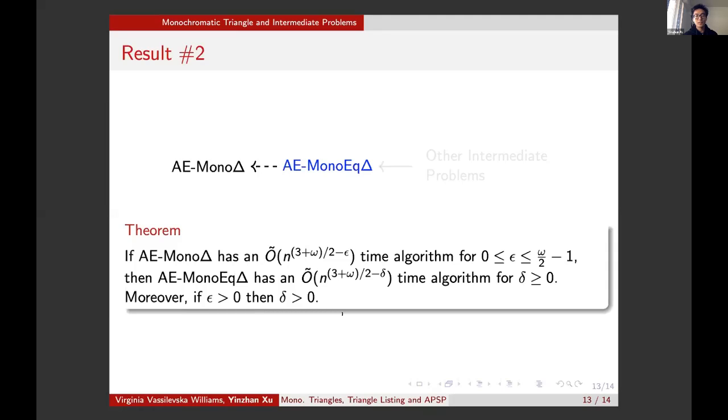The case when epsilon is positive is more interesting. If epsilon is positive, it means that we can improve the current best algorithm for all-edges monochromatic triangle by a little bit.